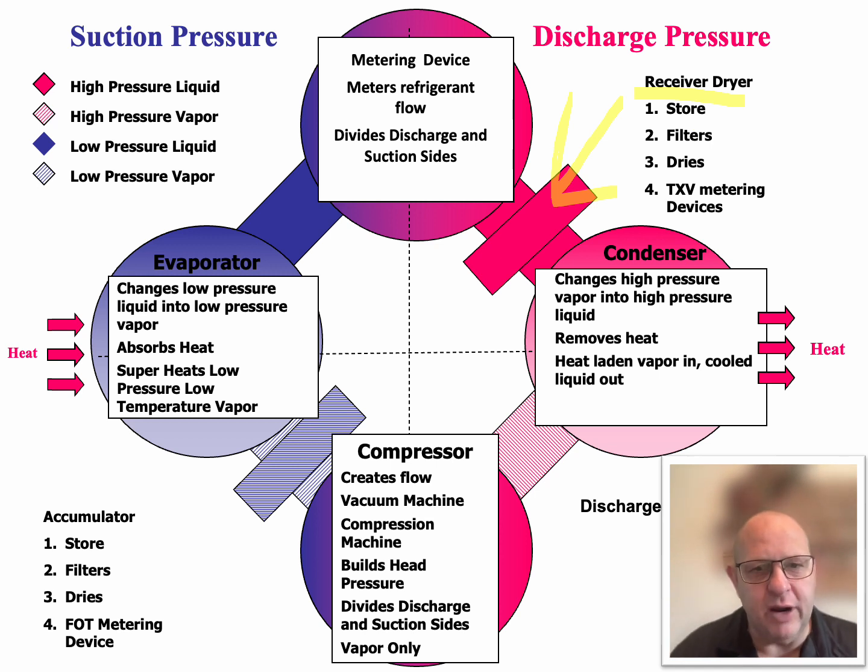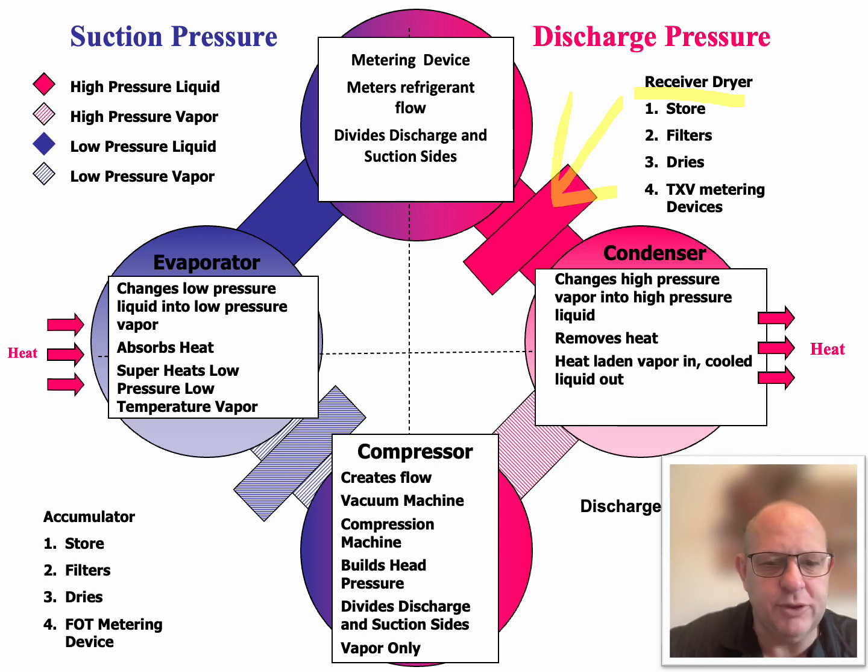Now, in automotive air conditioning, it will filter and it will dry the actual refrigerant. And it's found only in automotive on TXV types of metering systems. But in refrigeration, air conditioning, and heat pumps, the receiver dryer is just a storage device that is storing that liquid refrigerant until the TXV needs it for the evaporator itself.